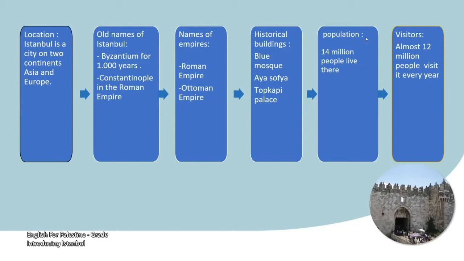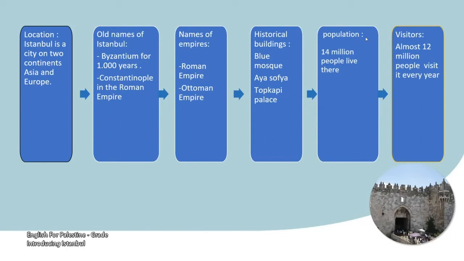Next thing, old names of Istanbul. We said that Istanbul has 2 old names. The first one, Byzantium. It was called Byzantium for 1,000 years. And the second one is Constantinople in the Roman Empire. Number 3, names of empires. In the text, you have the names of 2 empires. They are the Roman Empire and the Ottoman Empire.